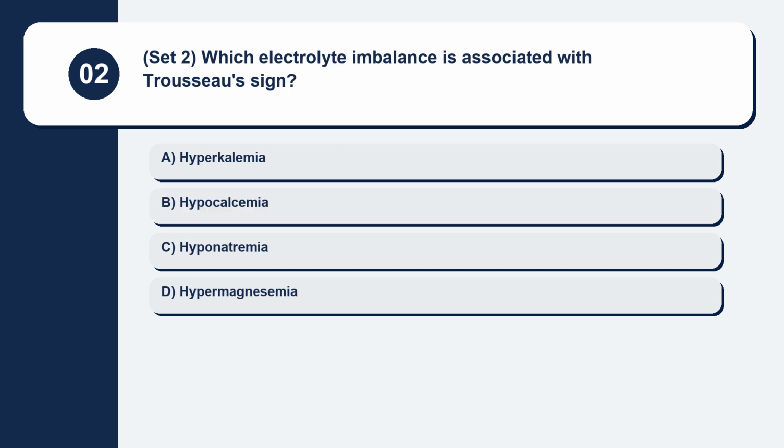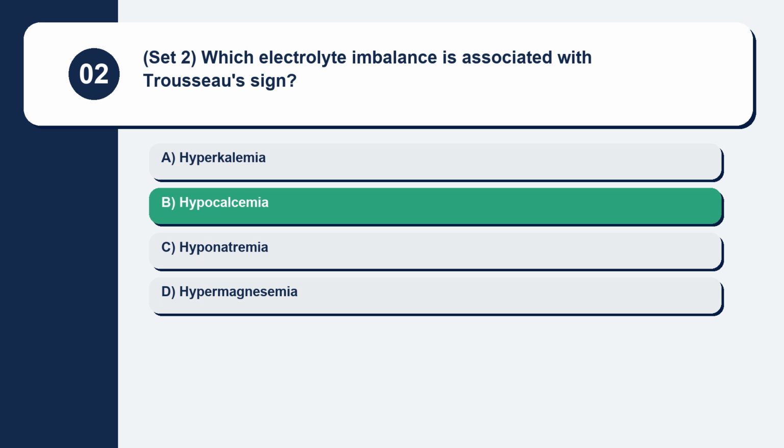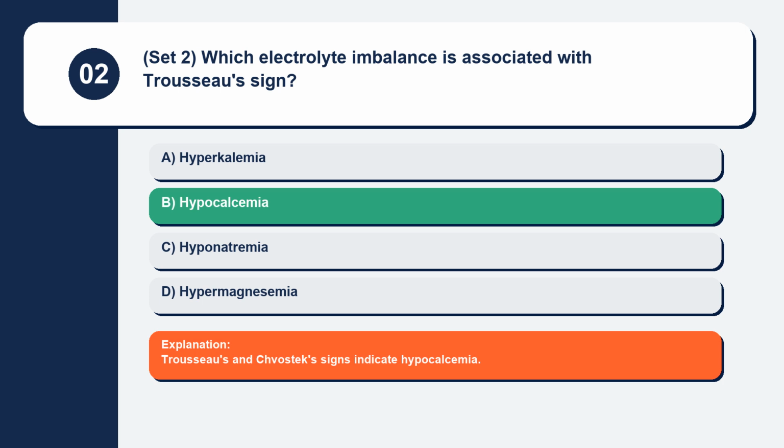Question 2. Set 2. Which electrolyte imbalance is associated with Trousseau sign? Hyperkalemia, hypocalcemia, hyponatremia, hypermagnesemia. Trousseau's and Chvostek's signs indicate hypocalcemia.